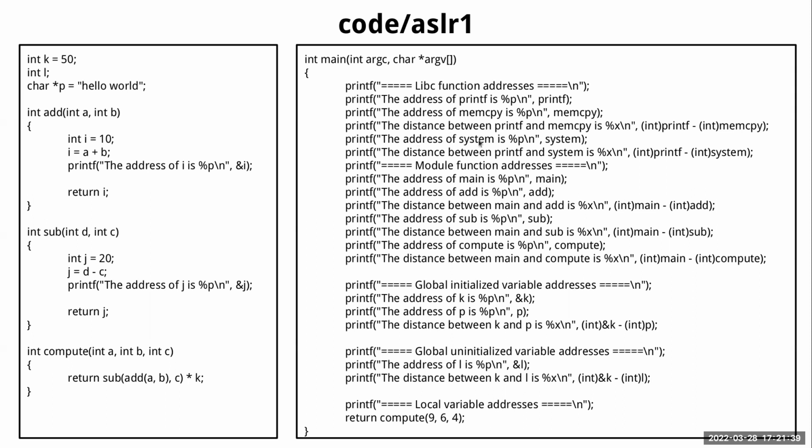The address of system, and the distance between printf and system. After that, we print out the addresses of the functions we developed. So the functions in this module: we have the main function here, the add function here, the distance, subtract, compute. Then we print out the global variable's address and the uninitialized global variable's address. So we just call the function. Okay, so that is the example.